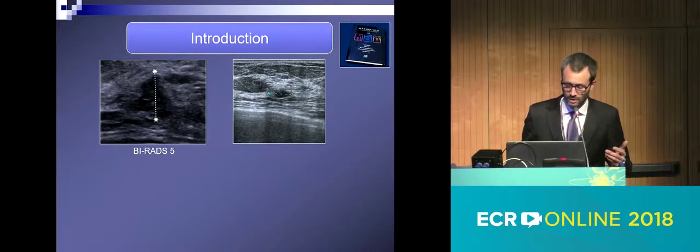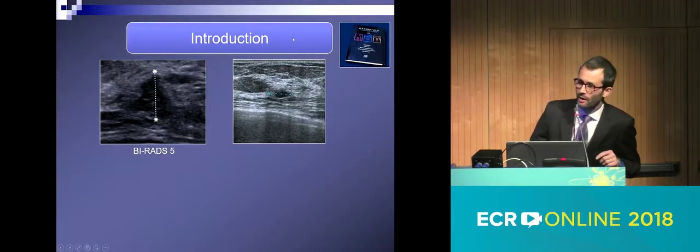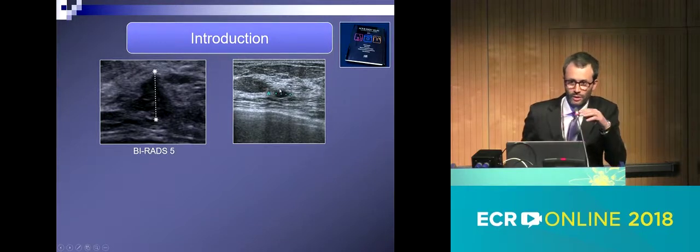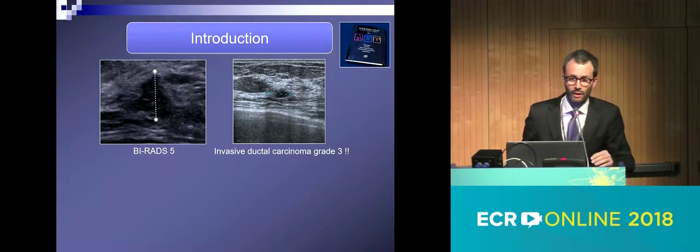But in some situations, the usual morphological criteria are not sufficient. You see this lesion here. This is a small mass with oval shape and well-defined margins. There is a parallel orientation, so it seems to be probably benign. However, it was stiff at fine needle aspiration, so we decided to biopsy it. And eventually, it was a high-grade invasive carcinoma. So this case shows that in some situations, morphological criteria are not sufficient, and we need another parameter.